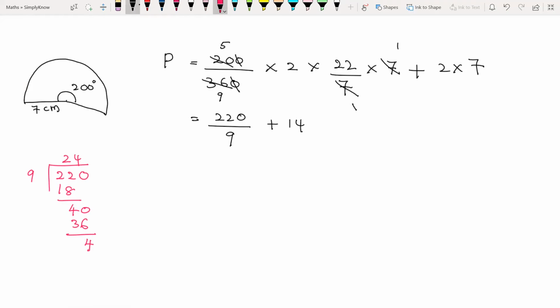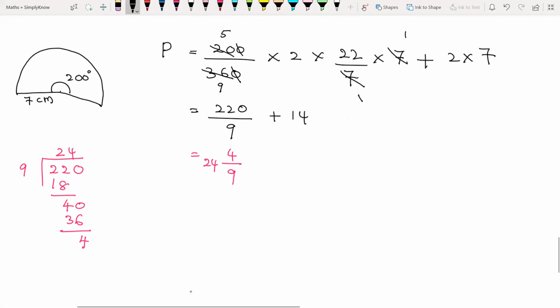So 220 over 9 as a mixed number. The denominator is the same, it's 9. And the numerator is our remainder. Whole number is 24. 24 and 4 over 9 plus 14. 24 plus 14 is 38. 38 and 4 over 9 centimeters is our perimeter.